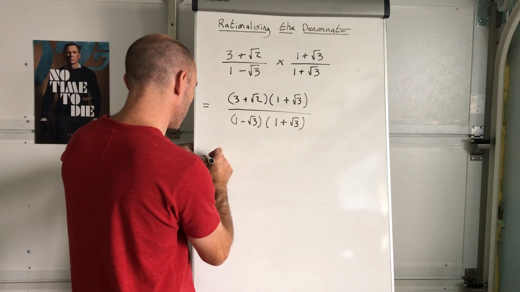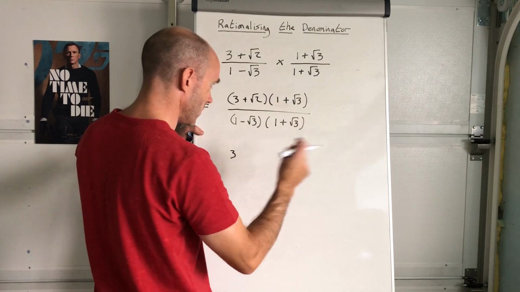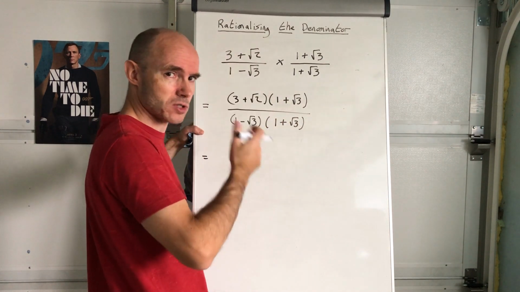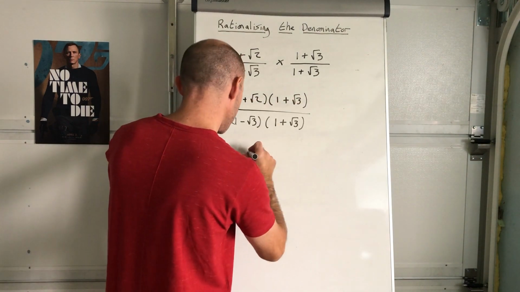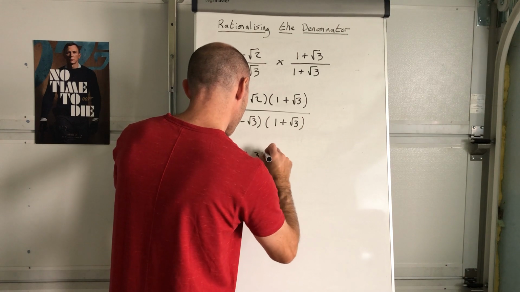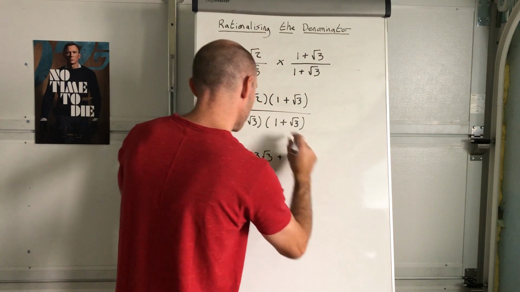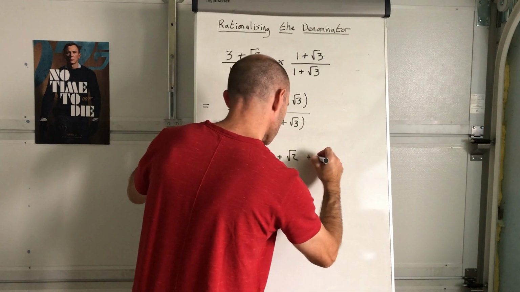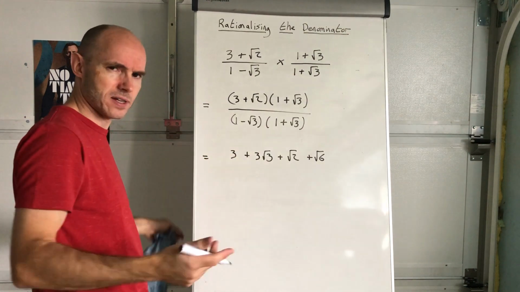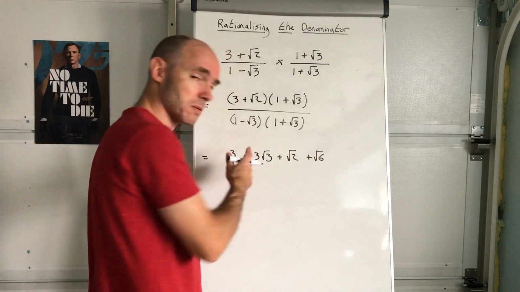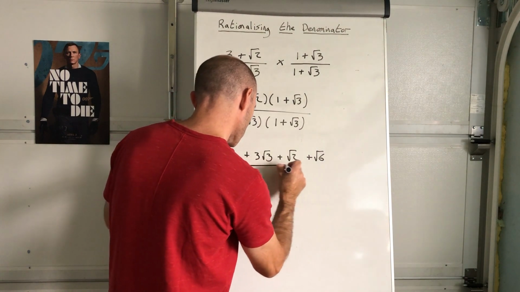There's no x terms or anything like that. So let's do the expansion. 3 times 1. Now, if you want, you can write it out as the traditional FOIL, first, outer, inner, last. So 3 times 1, and then 3 times root 3. And then the inside, 1 times root 2. And then the last, root 2 times root 3, which I'm going to write as root 6. Now, notice that doesn't actually simplify, does it? Because root 3, root 2, root 6, completely different. You're not going to actually simplify that on the top.